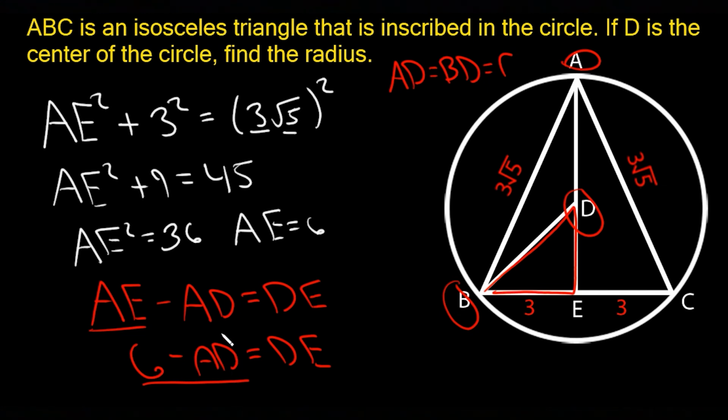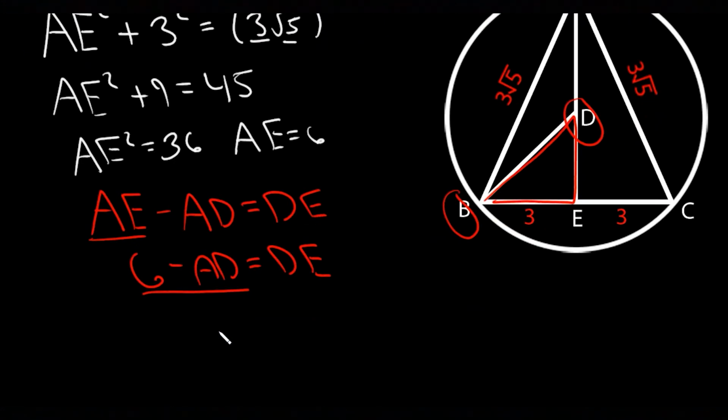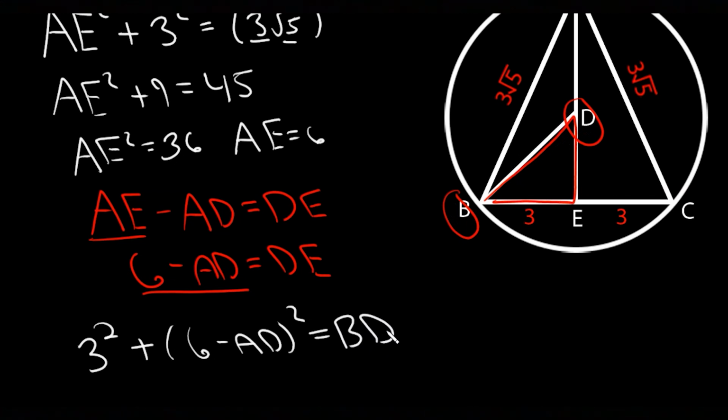So let me go ahead and scroll down. So doing this problem, I know that I have to do 3 squared, right? This 3 right here. And then 6 minus AD squared, right? And then equal to BD squared. So I'm going to say here, 3 squared plus, again, DE, that's going to be 6 minus AD, and then squared, equal to this length right here, BD. That's my radius, right? BD is my radius. So I'm going to put BD squared.